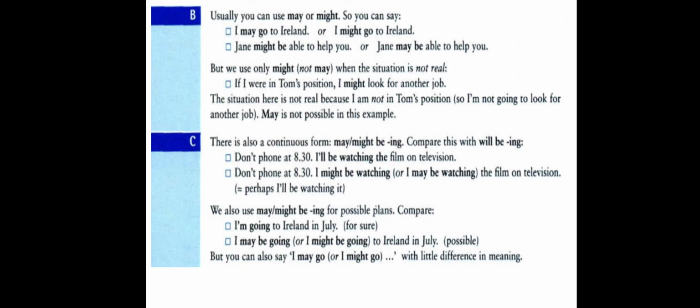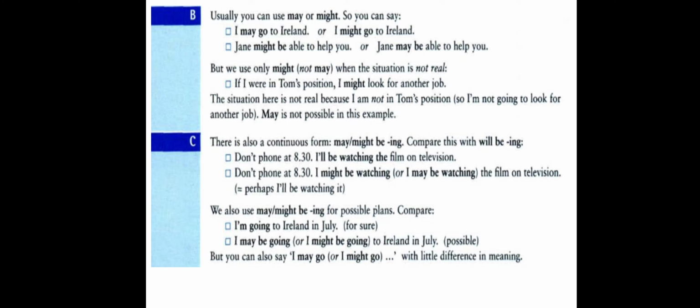Number C. There is also a continuous form for possibility. We use may and might plus the base form of am, is, are. It is be plus verb plus ing. Compare this with will be plus verb plus ing. First example: don't phone at 8:30. I'll be watching the film on television.